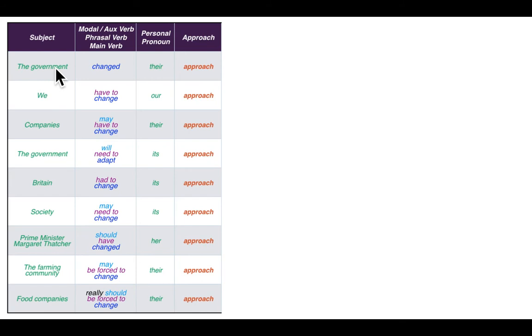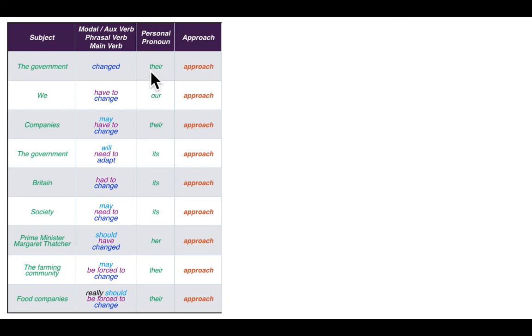So for example, the government changed their approach. We have to change our approach. Companies may have to change their approach. Students often get this wrong, so make sure you're not that student. You'll notice down here that I said the government will need to adapt its approach and the government changed their approach. Government is a group noun, and that means it can be treated like a plural or a singular.